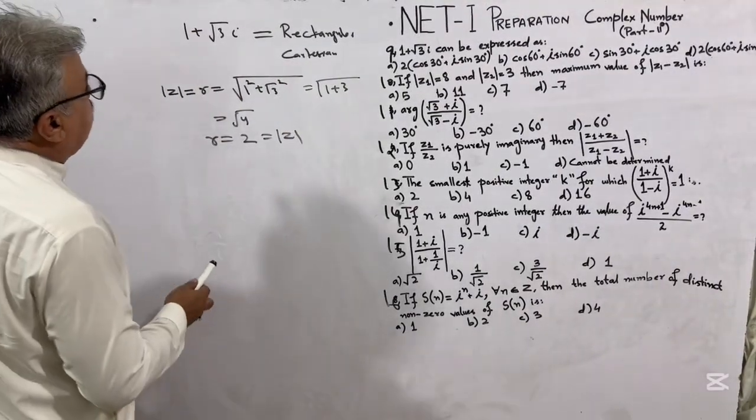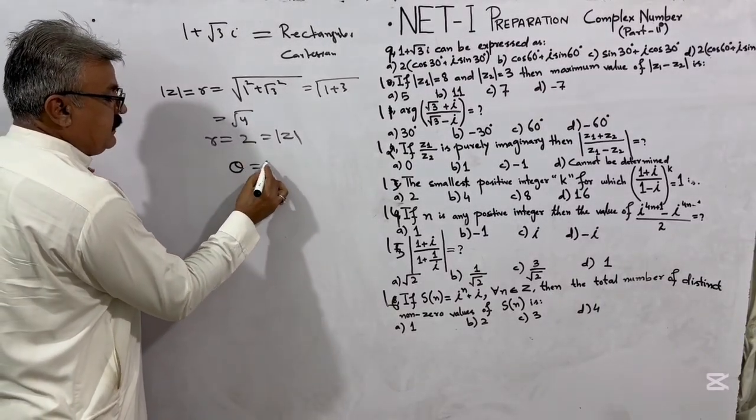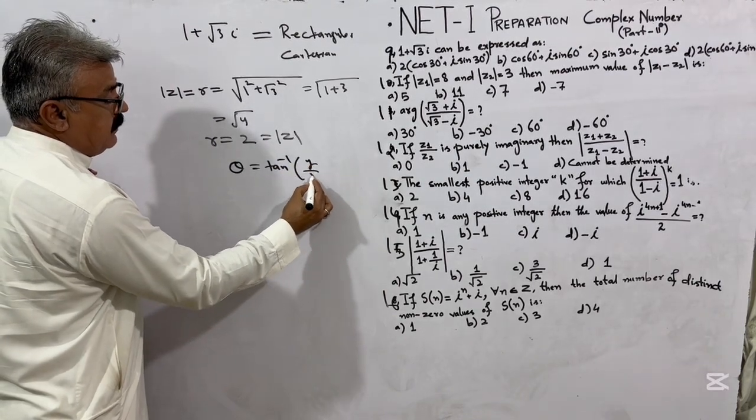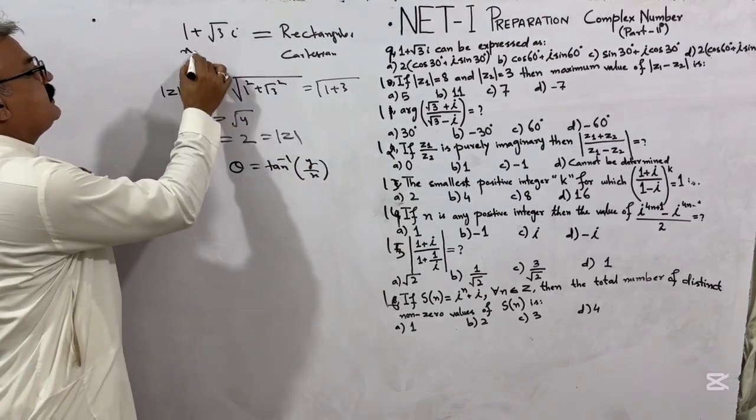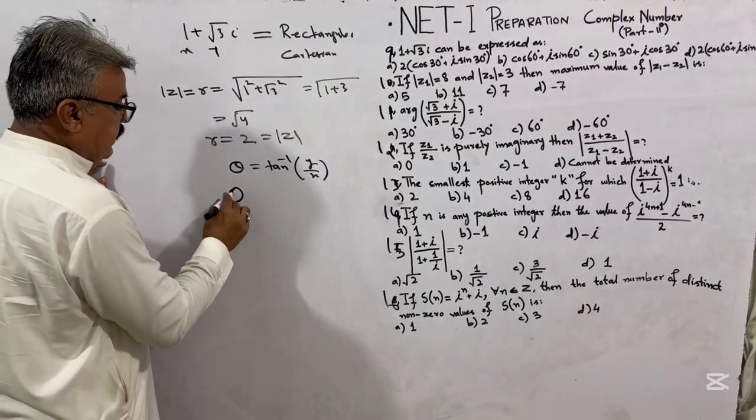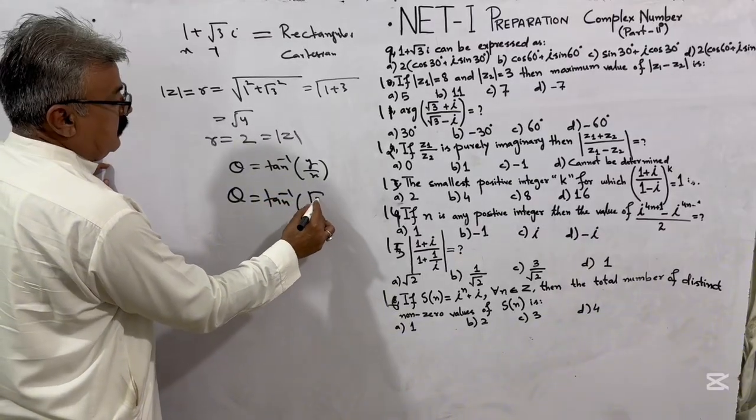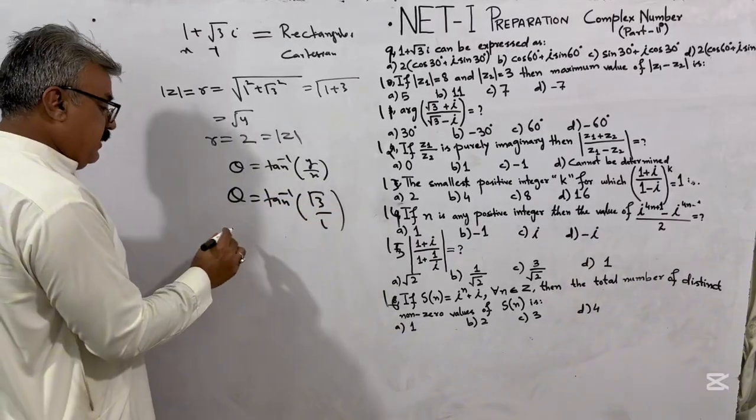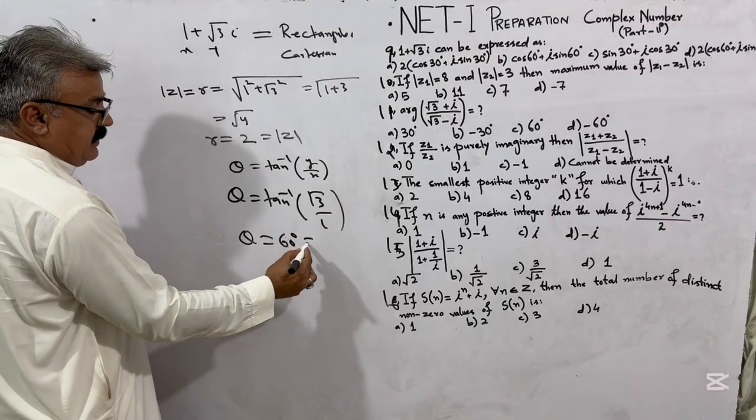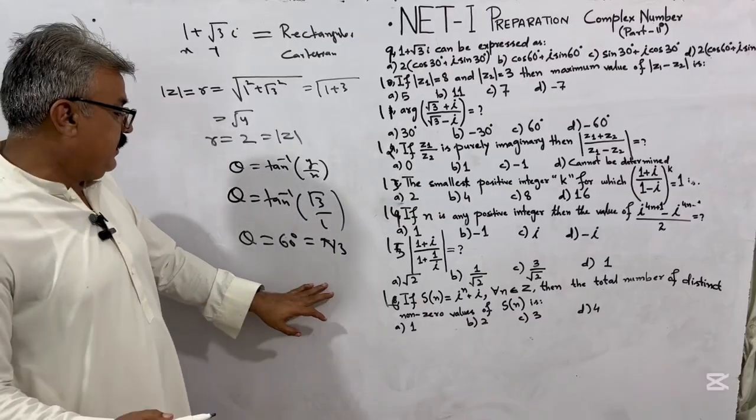Okay, and then find the angle. After finding R, find the angle. Theta is given by tan inverse of y over x. That's our x, that's our y. Iota cannot be taken. So our angle is tan inverse of root 3 over 1, which is equal to 60 degrees, or pi upon 3 radian.